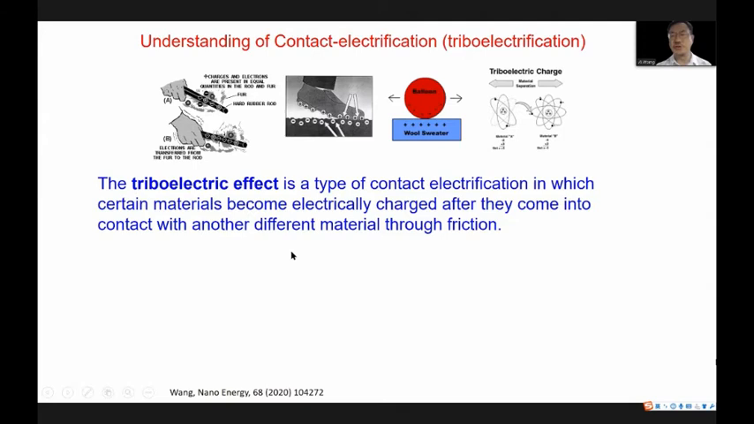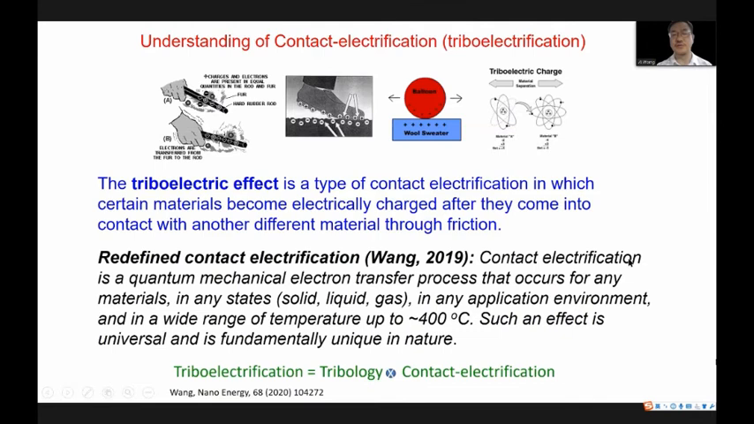So what is triboelectricity? It is a type of contact electrification in which certain materials become electrically charged when they are physically in contact. This definition is partially right and partially wrong. The right part is that it gives you two materials in contact, but it does not explain why. So the definition is: contact electrification is a quantum mechanical electron transfer process that occurs for any materials in any state, liquid, solid, or gas, in any application environment, and over a wide temperature range. We found that up to 400 degrees C, it still exists.